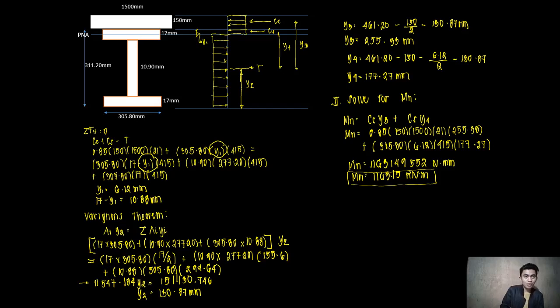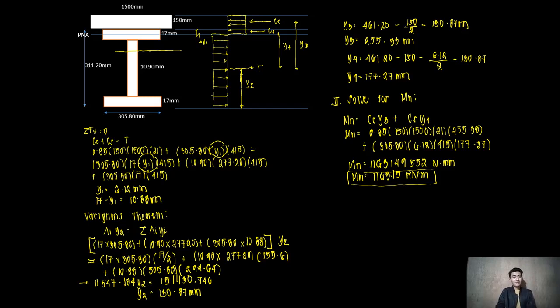So what I'm saying is that if your plastic neutral axis is located on the web, how are you going to compute now? Of course, you need to determine the location of y sub 1. And how are you going to do that? You already know the thickness of your flange. So how are you going to determine now this part? That is 17 plus, if you're going to denote this one as y sub 1.